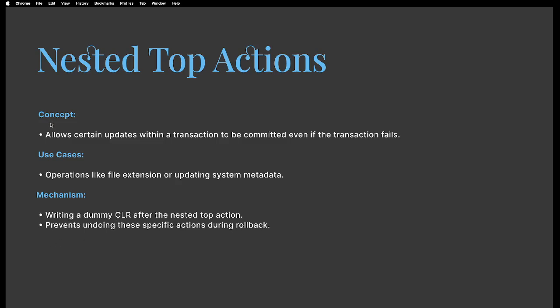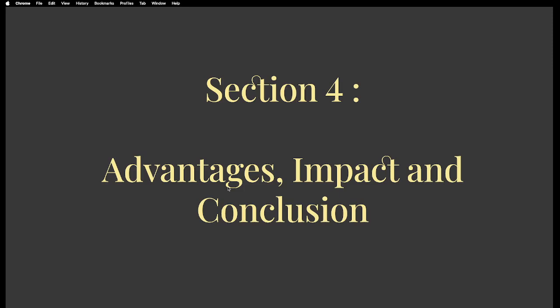So the concept is to allow certain updates within a transaction to be committed even if the transaction fails, right? Second one is use cases, operations like file extensions or updating systems metadata, and the mechanism will be writing a dummy CLR, and it prevents undoing these specific actions during rollback.